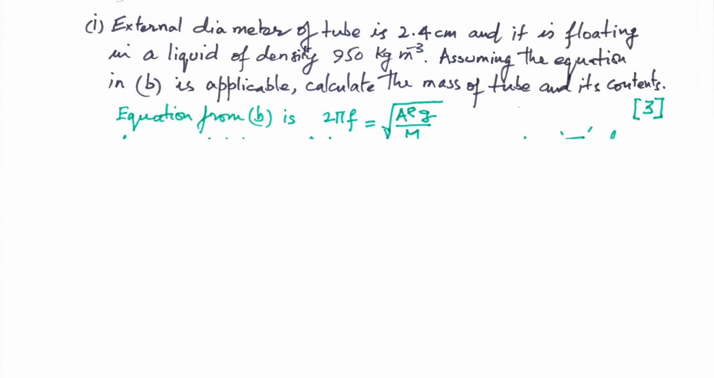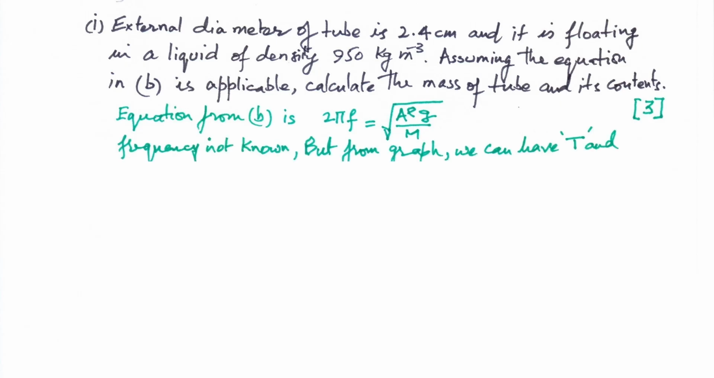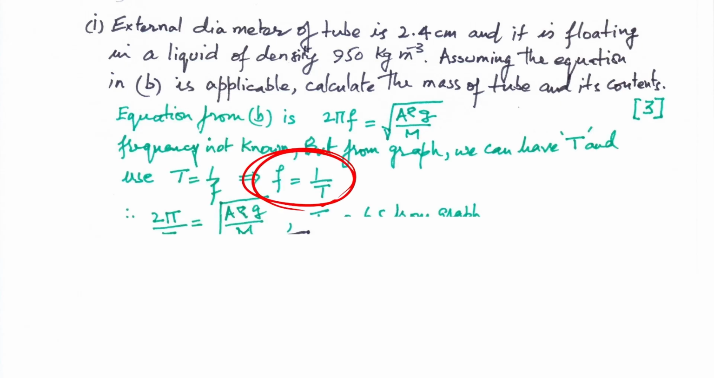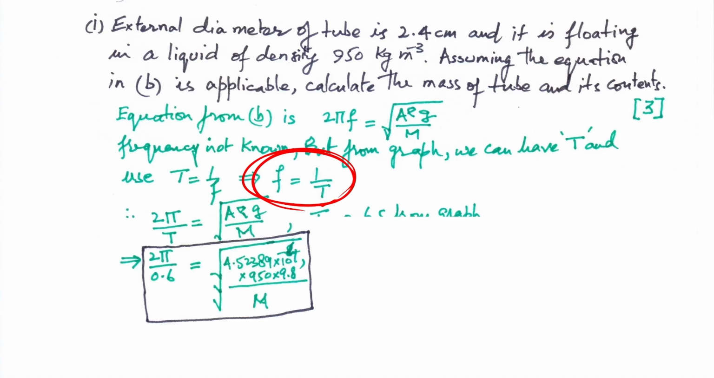what I could do is make m the subject of the formula first and put in the values. If that is to be done, I will square both sides and I'll get 2 pi f whole squared is equal to a rho g over m. But I have done this otherwise. What I have done is first of all written t is equal to 1 over f, so f is equal to 1 over t. 2 pi f will become 2 pi over t equal to root a rho g over m. I put in the values.